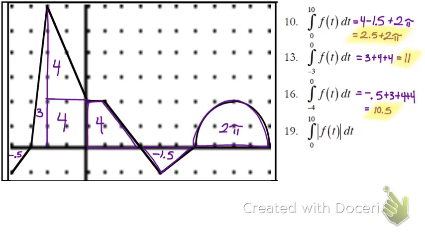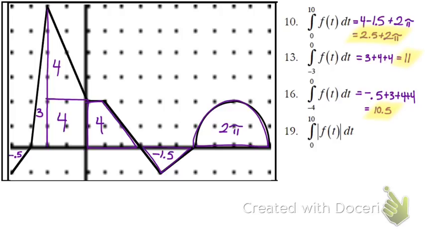Number 19. Number 19 wants the integral from 0 to 10, so back over here on this side again, from 0 to 10 of the absolute value of the function dt. Now, remember that the absolute value, all that it does is that it takes negative values or negative areas and makes them positive.